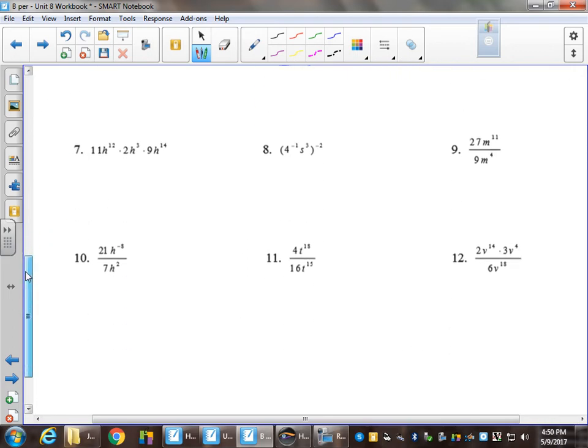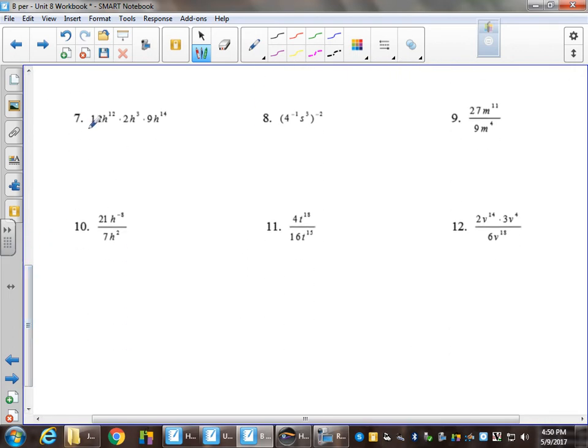Number 7. Again, 11, 2, and 9. These do not have exponents. This is not 11 squared and 2 to the 5th. 11 is just 11, 2 is just 2, and 9 is just 9. So we can multiply 11 times 2 times 9. Let's do 11 times 2 is 22, and then off to the side we'll do 22 times 9. 9 times 2 is 18, carry the 1. 9 times 2 is 18 plus 1 is 19, 198.